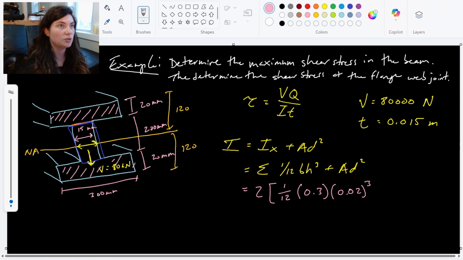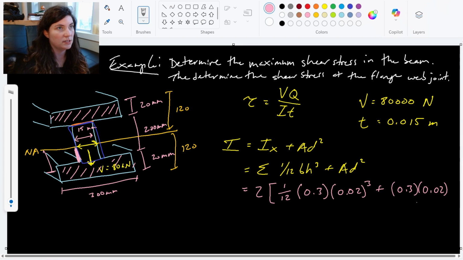And then I need to do A d squared. So the area for the rectangles is 0.3 times 0.02. And then d squared. Again, that d term is the distance from the centroid of the whole section to the centroid of the shape. It's a y tilde value. So the distance from our neutral axis to the centroid of this shape, which happens halfway between the 20 millimeters, so 10 millimeters. So that would be 110 millimeters, adding this 100 distance here.